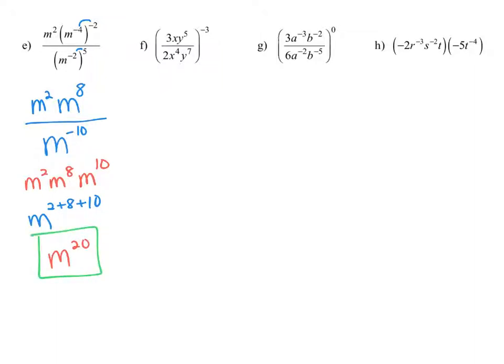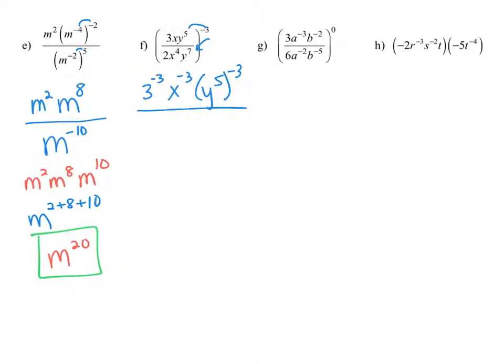Let's look at example F. We're going to make sure that we raise the numerator to the negative third power and the denominator to the negative third power. And we're going to have to do several steps here. In the numerator, we can raise each one of those terms to the negative 3 power. So that's going to look like a 3 to the negative 3 power, the x to the negative 3, and the y to the fifth, we're also going to raise that to the negative 3 power.